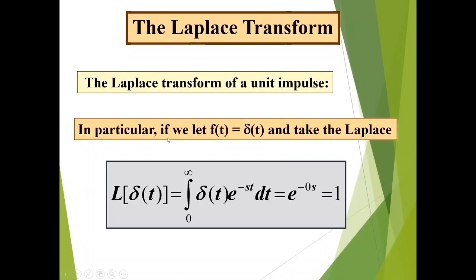In particular, if we take f of t equal to delta of t, then the Laplace transform of delta of t is equal to the integral from 0 to infinity of delta of t e power minus st dt. When we take the integration, we get e power minus 0s, which is nothing but 1.